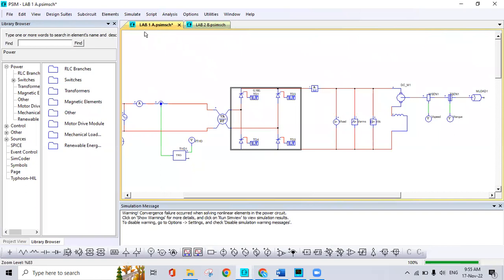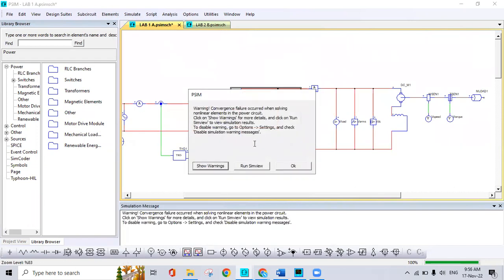Why? Because a full wave converter is meant to convert the negative part of the cycle of the signal into a positive part. So we can only convert it with the help of 4 SCR. So let us run a simulation and observe the output.